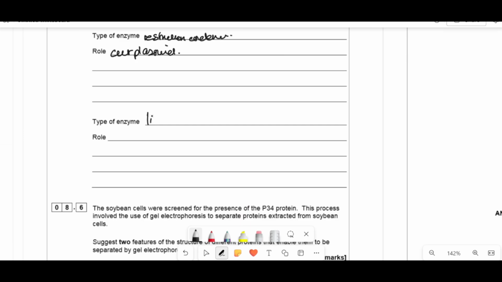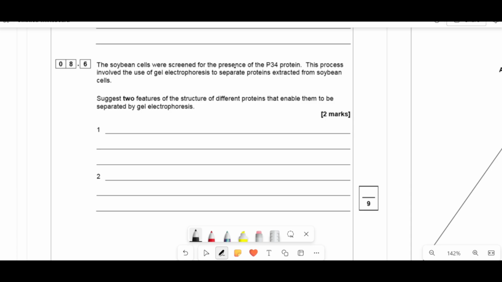An enzyme called ligase is used, and what that does is it joins the DNA fragment to the plasmid, like that. The soybean cells are screened for the presence of the P34 protein. This involves using gel electrophoresis to separate proteins extracted from soybean cells. Suggest two features of the structure of different proteins that enable them to be separated by electrophoresis.